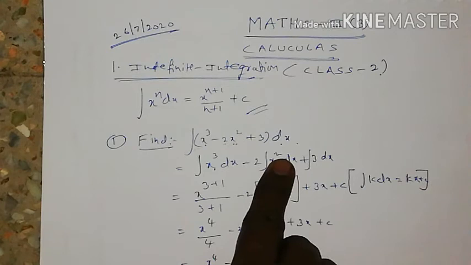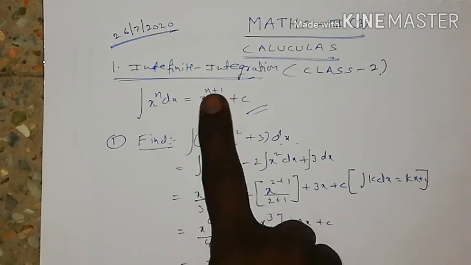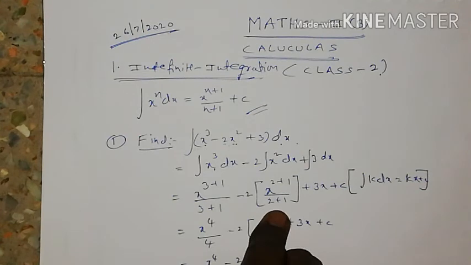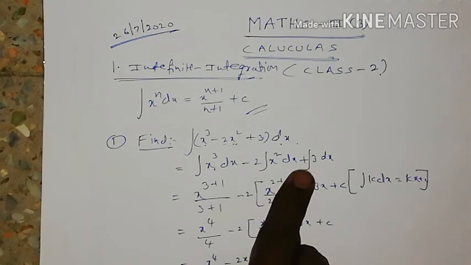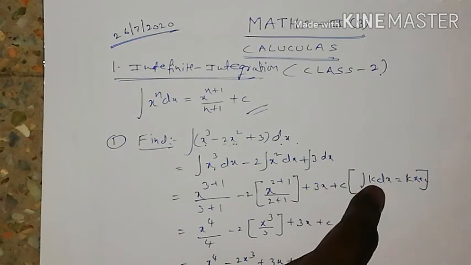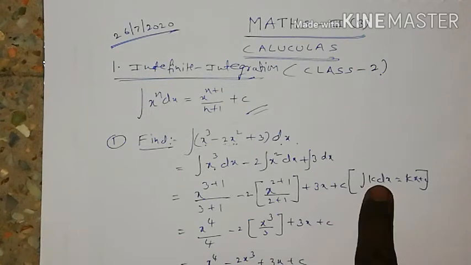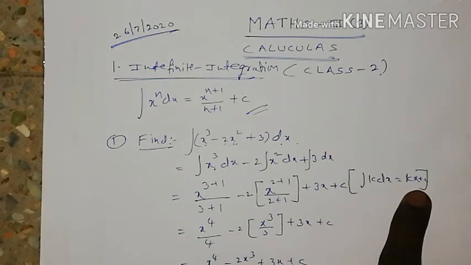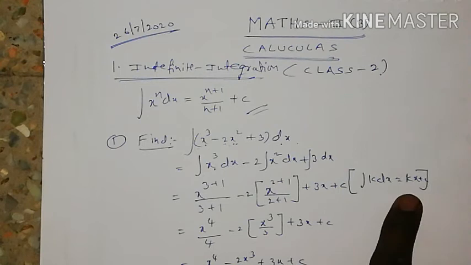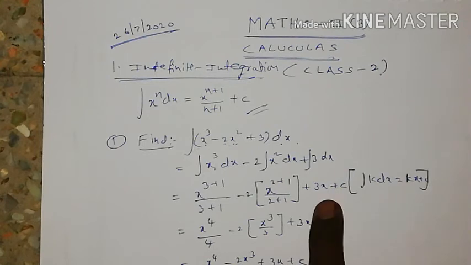What is the power here? 2. So n is equal to 2. Again I am applying the formula. So it becomes x power 2 plus 1 by 2 plus 1. The integration is also over. Now write the third term, plus integration of 3 dx. It is in which form? It is in the form of integration k dx. Integration of k dx means kx. Right? Then integration of 3 dx becomes 3x. When integration of k dx becomes kx, then integration of 3 dx becomes 3x.